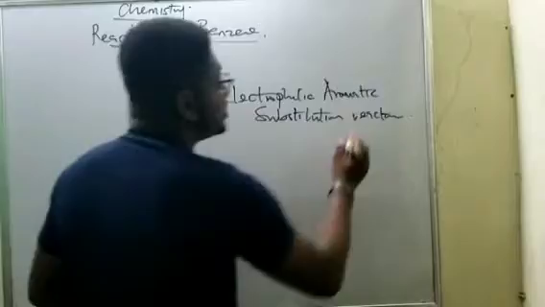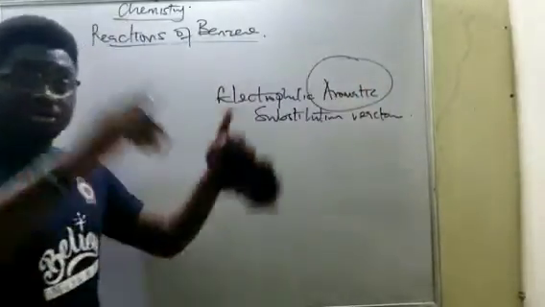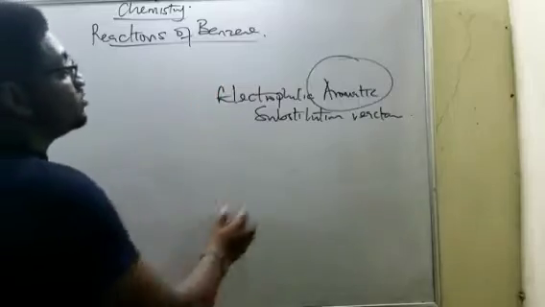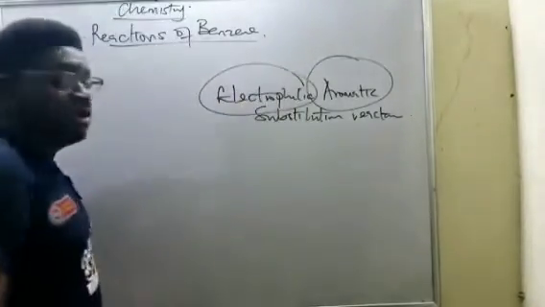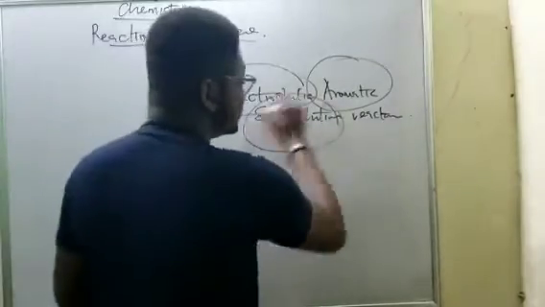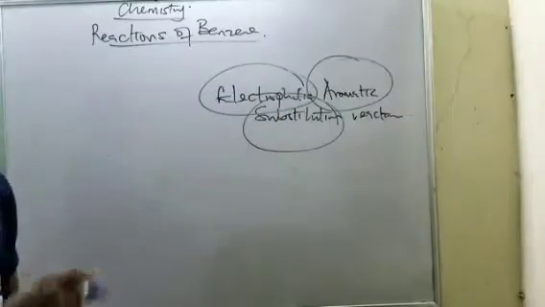So if you look into this, when we are talking about aromatic, we are talking about the ring-like structure of benzene. Then when we talk about electrophilic, from the word electrophile, it means electron loving. Then substitution reaction. Now this is a major point that we need to look at.